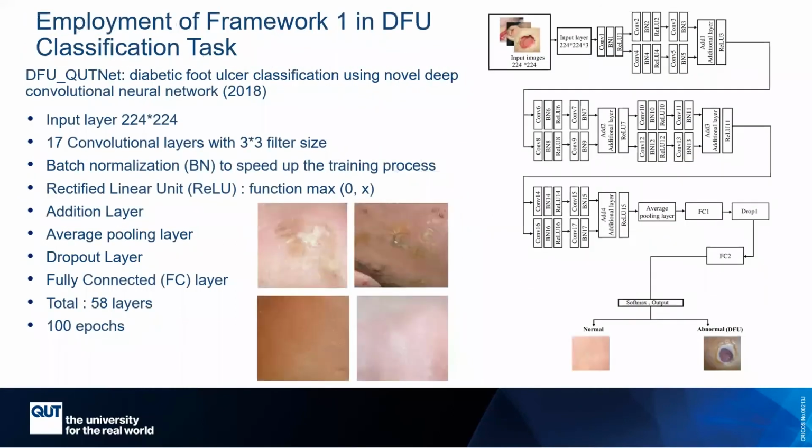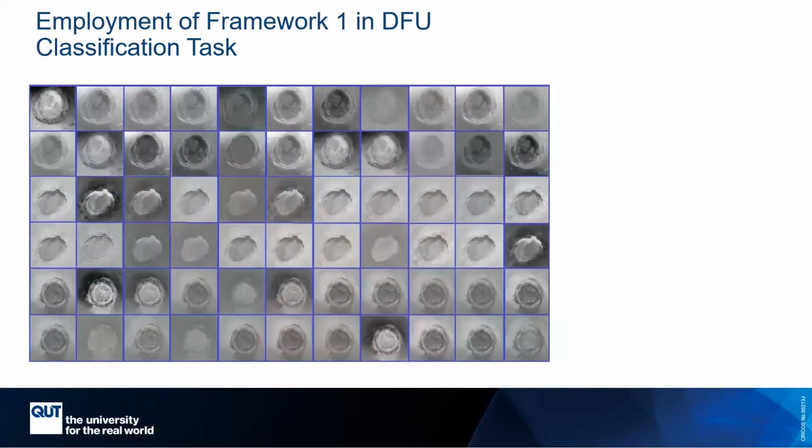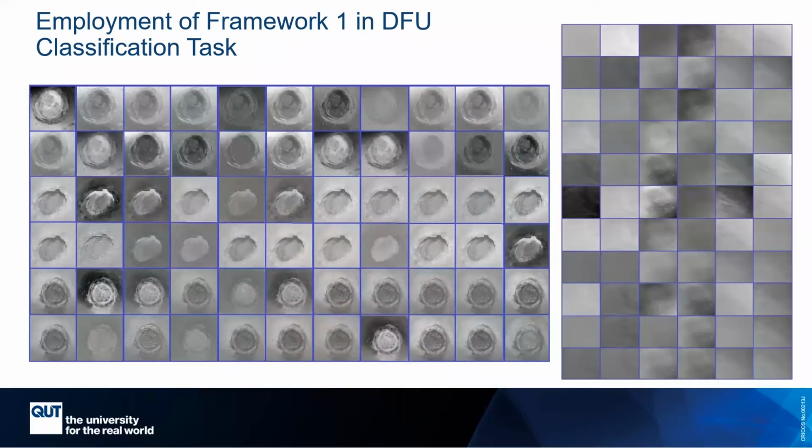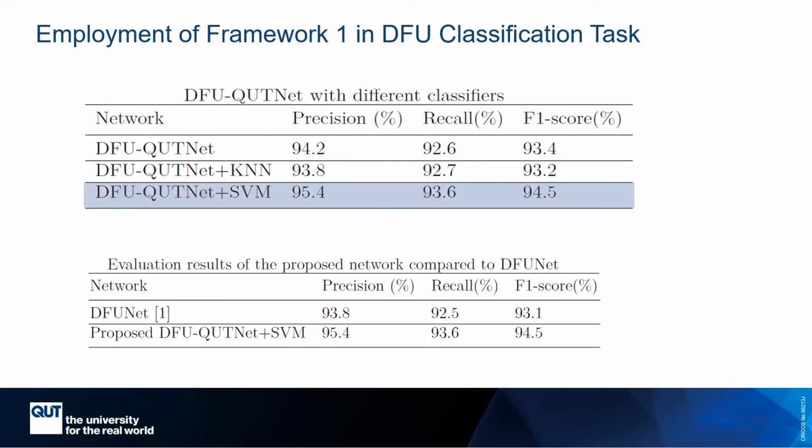One of the applications that we worked on around 2018 is that we designed a model based on what we mentioned, for the task of DFU, diabetic foot ulcer. These are some of the features that we extracted from the first convolutional layer, showing how well it extracts features, and we got really good results, 95 precision and a 94 F-score.